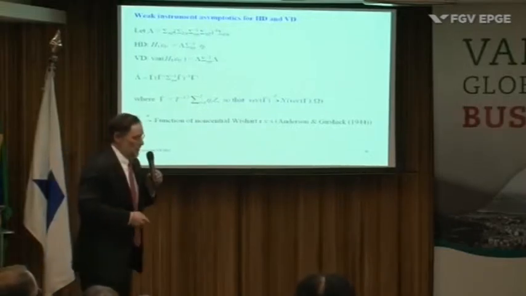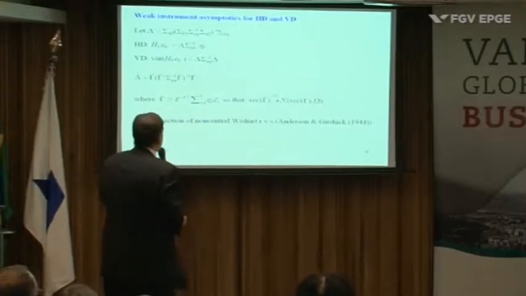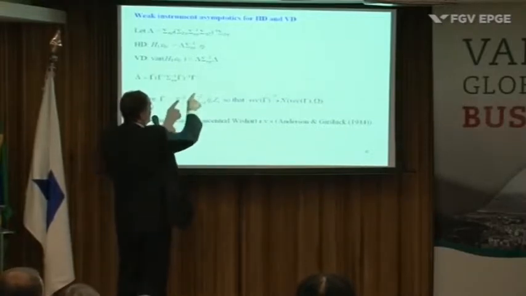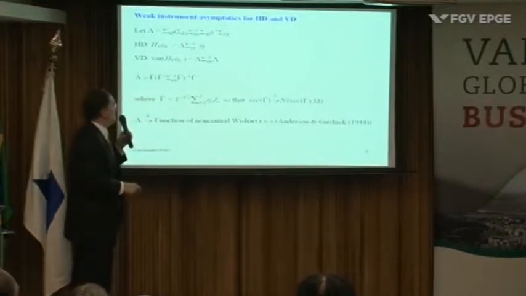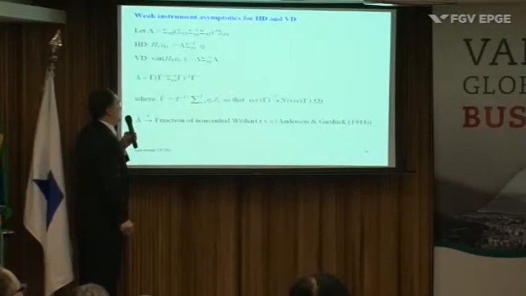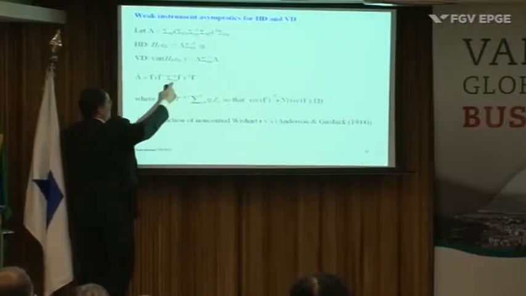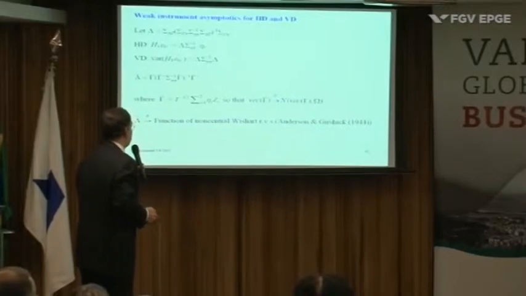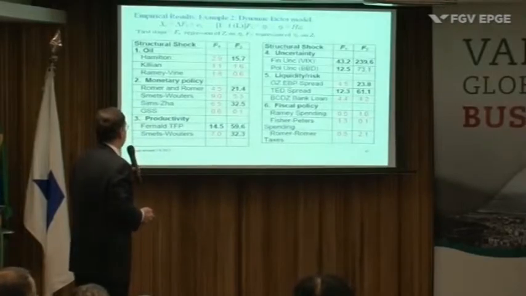You can do this for these weak instrument asymptotics, not only for impulse responses, but for historical decompositions and variance decompositions. Again, that's going to depend on the behavior of this lambda thing. That's this matrix from God. And I'm not going to show you that. You could work it out, though.